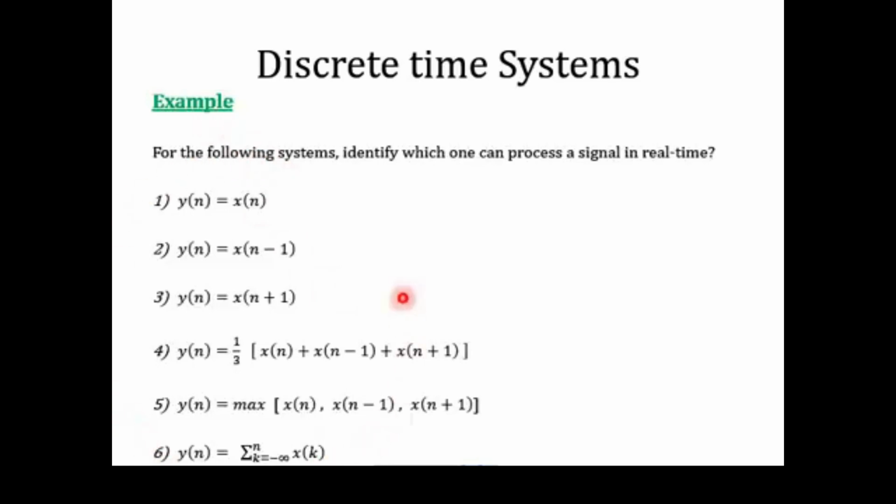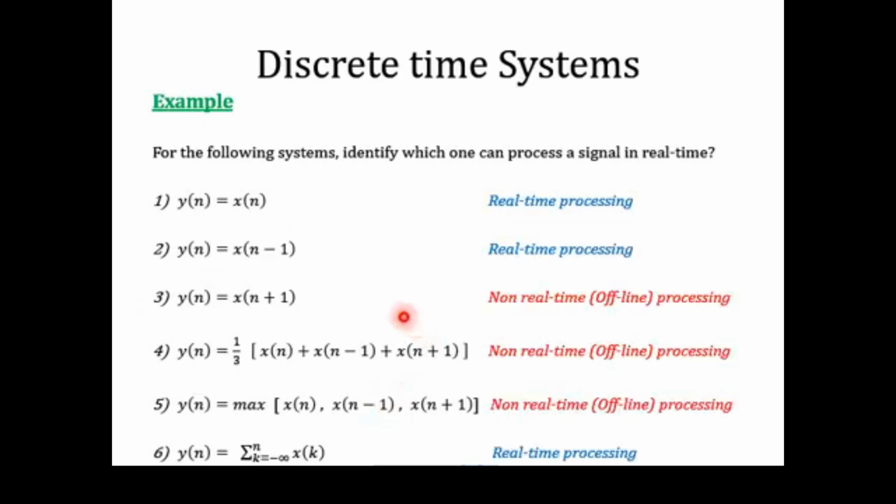These are the same 6 different discrete time systems for which we have calculated y of n for a given x of n. Now, in this example, we have to identify which system can support real-time processing and which system can process only the recorded data. So your task is just to identify which systems can process our signal in real time and which systems cannot. And it is very easy to find.